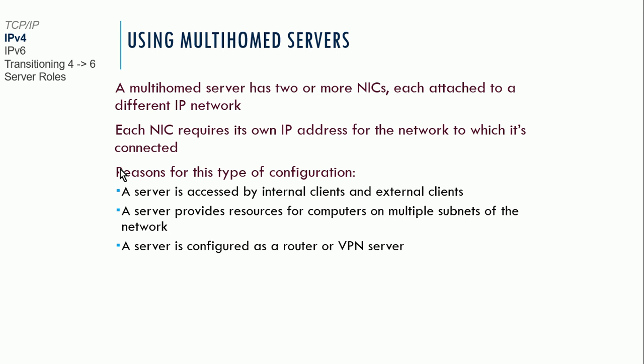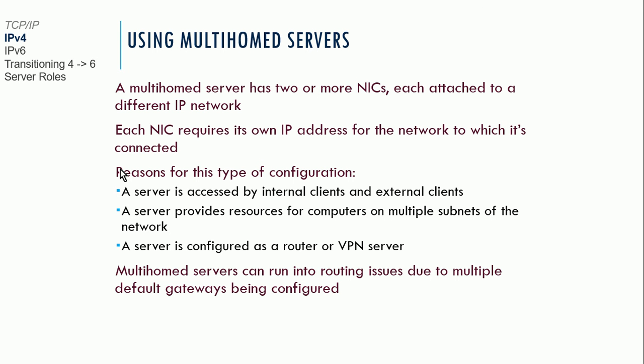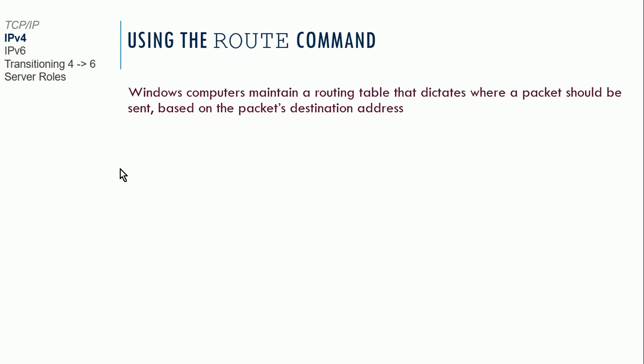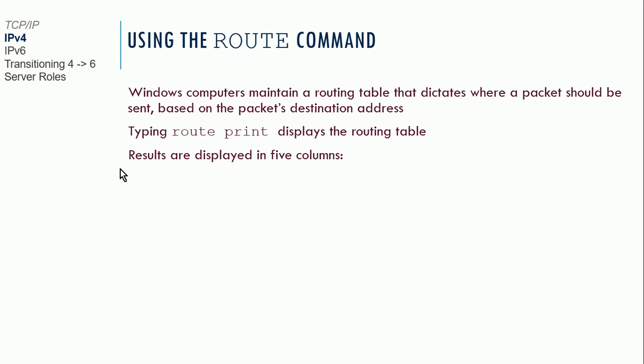This is not generally recommended with Windows, but you can use it as a router or a VPN server. It certainly has the capability to be a VPN server, and many people do that. A router, I'm not so sure if you'd want to use it as a real network router, but theoretically it does work. So multi-homed servers can run into routing issues because you have these multiple default gateways, as I explained before. So the route command is what you're going to use to configure routing in your Windows server. So if you are straddling multiple networks, you would use the route command.